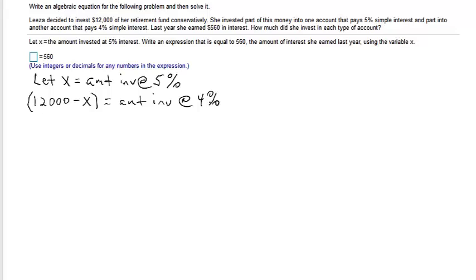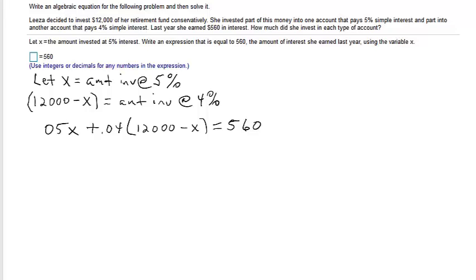So to write our equation, we start with 5%, which is 0.05, times the amount invested, which is X in this case. Next, we add to it 4%, which is 0.04, times the amount invested at 4%, which is 12,000 minus X. And that would equal the interest earned, which in this case is $560.